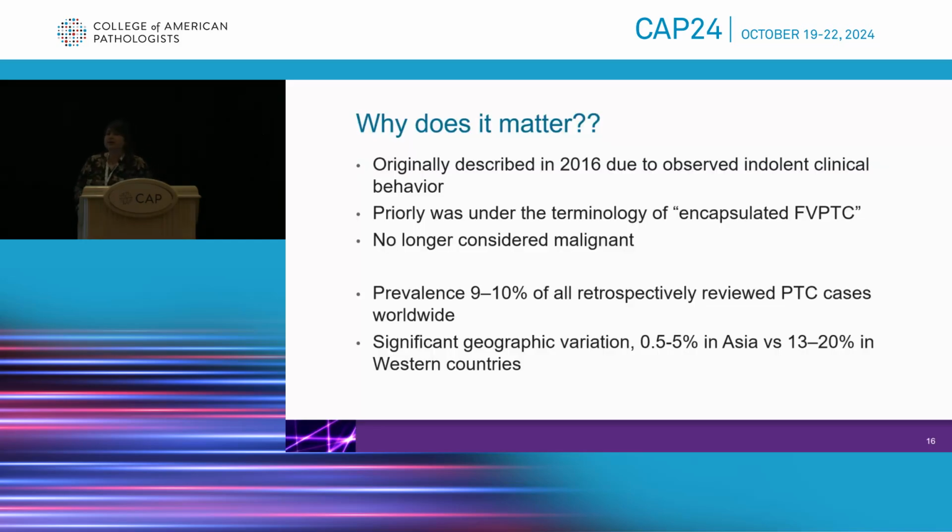So why does it become important? Why all this fuss about this entity? NIFTP is a relatively new term that was introduced back in 2016 when we retrospectively reviewed cases that in the past had this follicular pattern and were very well encapsulated or demarcated compared to the adjacent thyroid tissue. These were usually put in the category of encapsulated follicular variant of papillary thyroid carcinoma.